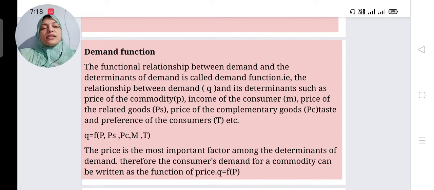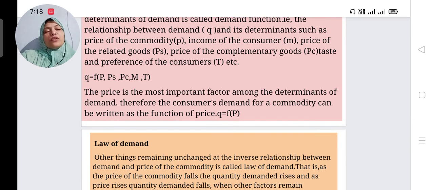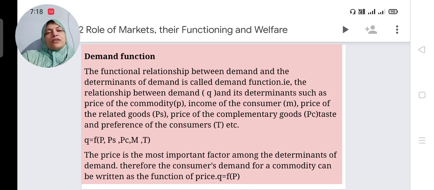The price is the most important factor among the determinants of the demand. Therefore, the consumer's demand for a commodity can be written as the function of price. That is Q equal to F of P. So the major determining factor of the demand is price. We can represent demand function as Q equal to F of P.